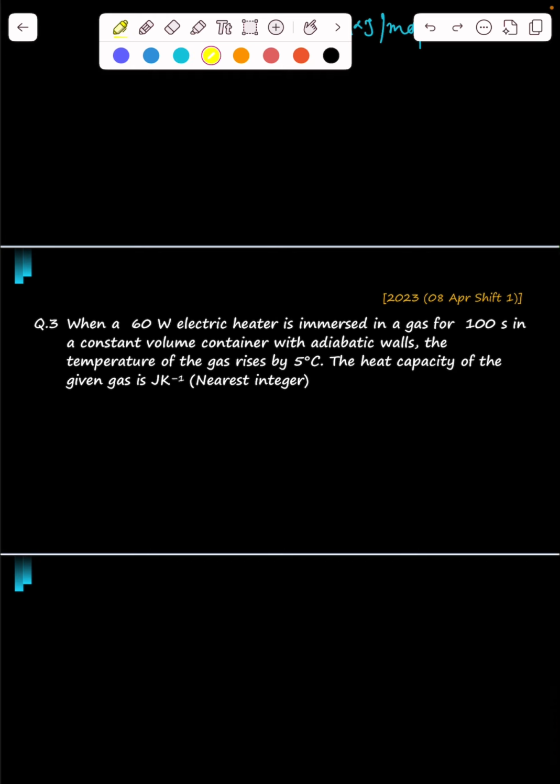They said when a 60-watt electric heater is immersed in a gas for 100 seconds in a constant volume container with adiabatic walls. Okay, adiabatic means Q should be equal to 0, and constant volume is given, volume is constant. The temperature of the gas rises by 5 degrees Celsius, means delta T is given 5 degrees Celsius. The heat capacity of the gas in joules per Kelvin, that we have to calculate.